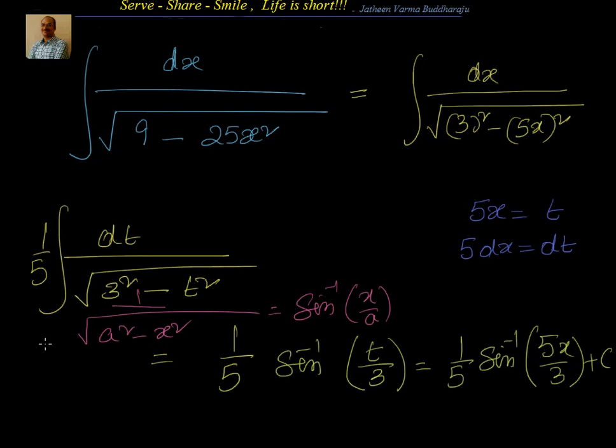So we have to look into how to convert them into one of the standard formats. This is one way of doing it, where you take 5x equal to t. Or if you want, you take 25 common, it will become 25 into 9 by 25 minus x square, then you will have 3 by 5 whole square minus x square. You will end up with the same answer. Okay, let's go to the next one.